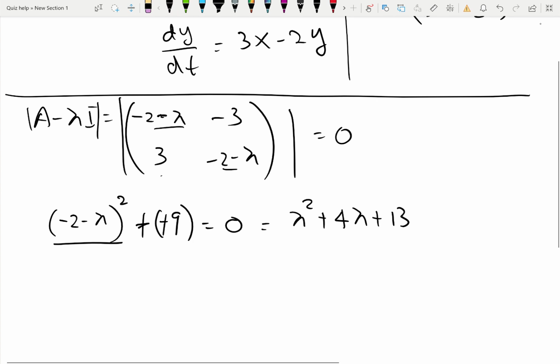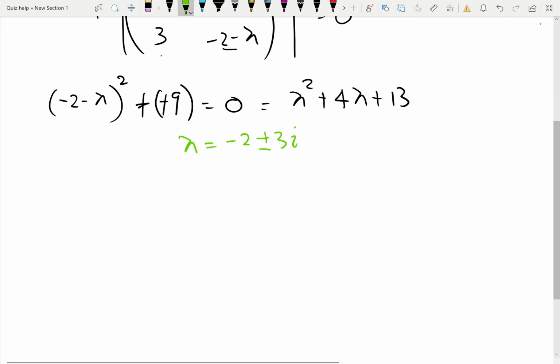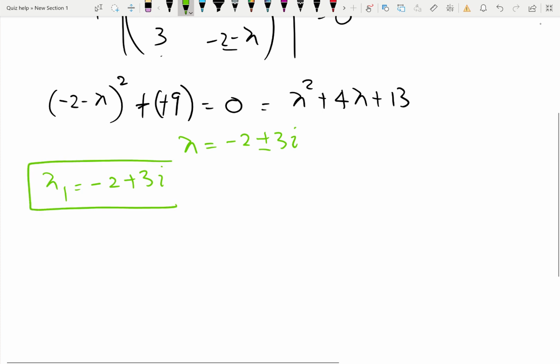Well, to save time, let me give you the eigenvalues directly. So the two eigenvalues are -2 plus or minus 3i. This is what you get if you use the quadratic equation. Let's work with only one eigenvalue, which will be -2 plus 3i. We will work with this eigenvalue since it is complex. Now we need to find the eigenvector.